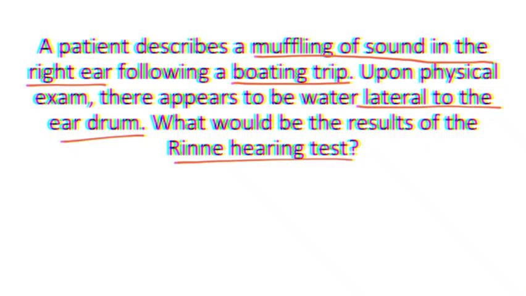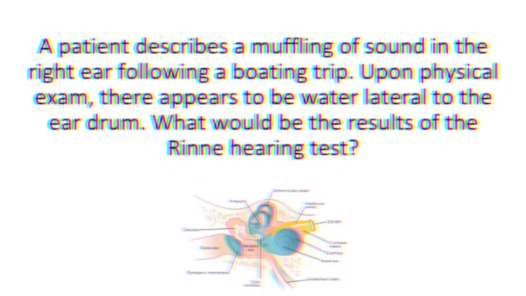So what is being described here is a patient who has water lateral to the eardrum, so water within the external ear. So here's figure 8.33, which we discussed earlier. Now if water is in the external ear, as I'm drawing with this blue line, then we just need to determine what type of hearing loss this is. Is it conductive hearing loss, or is it sensory neural hearing loss?